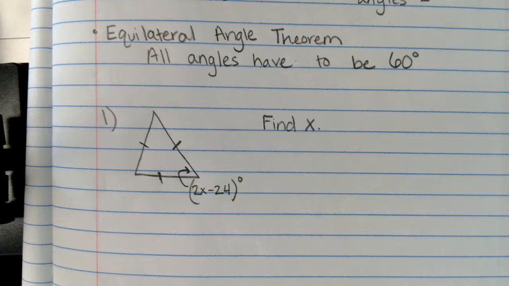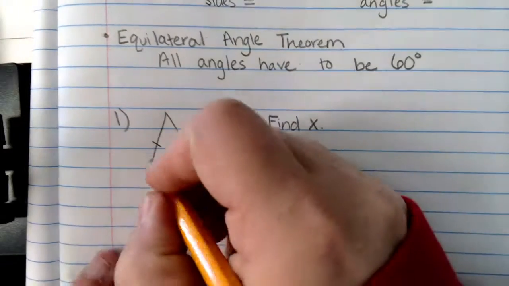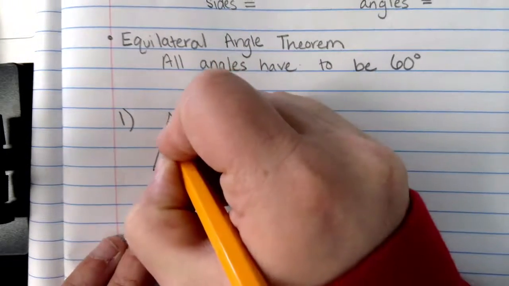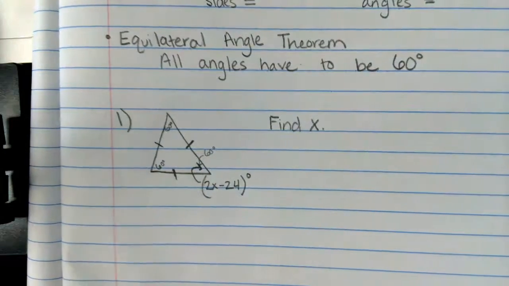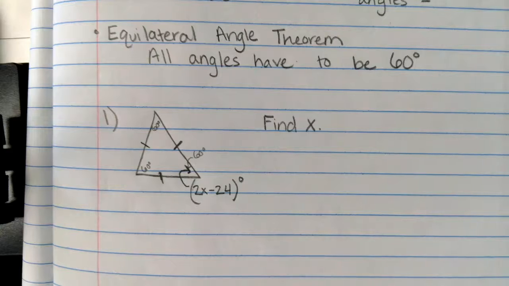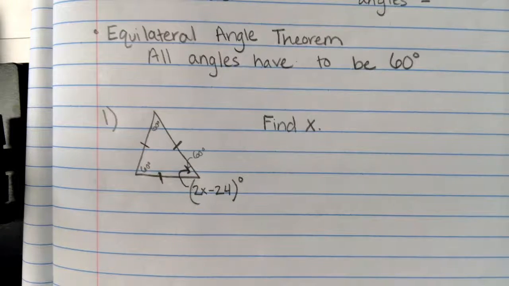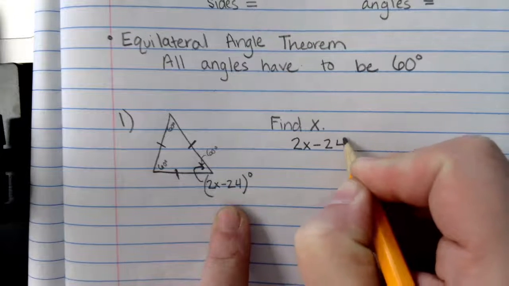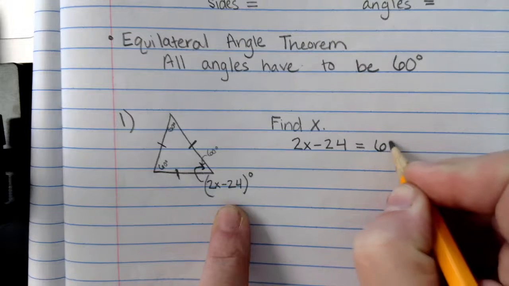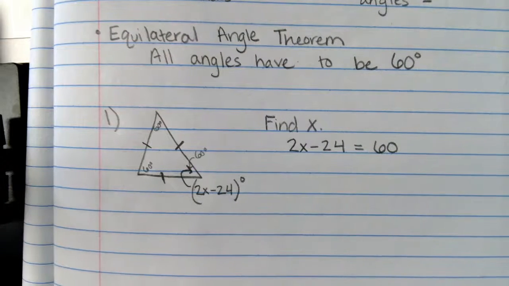So, is this 2x minus 24, is that representing an angle or is that representing a side? An angle. And what do we know about all angles? They all equal 60. It's 60 degrees, 60 degrees, and this is 60 degrees. So to solve for a missing value, we generally want to write an equation, usually. So if I look at that angle, this 2x minus 24, what is that angle really going to equal? 60. Because all angles equal 60.